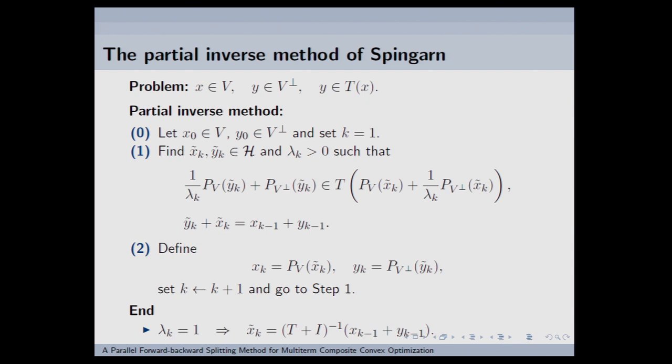And Spingarn pointed out this issue in his paper in the 80s. And the next iterate is just to project this x tilde in V and this y in V perp. But again, this step one depends on computing the resolvent of T for lambda equal to 1. When lambda is different from 1, it's not clear how. And this is what I observed here.